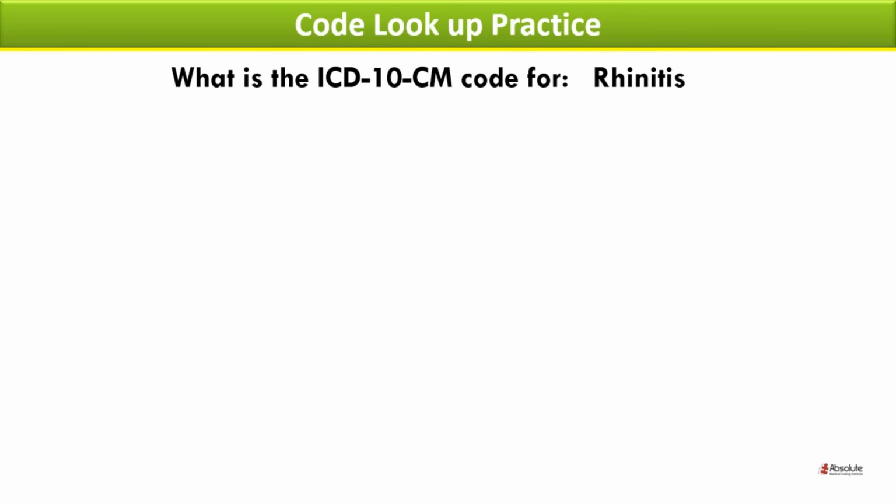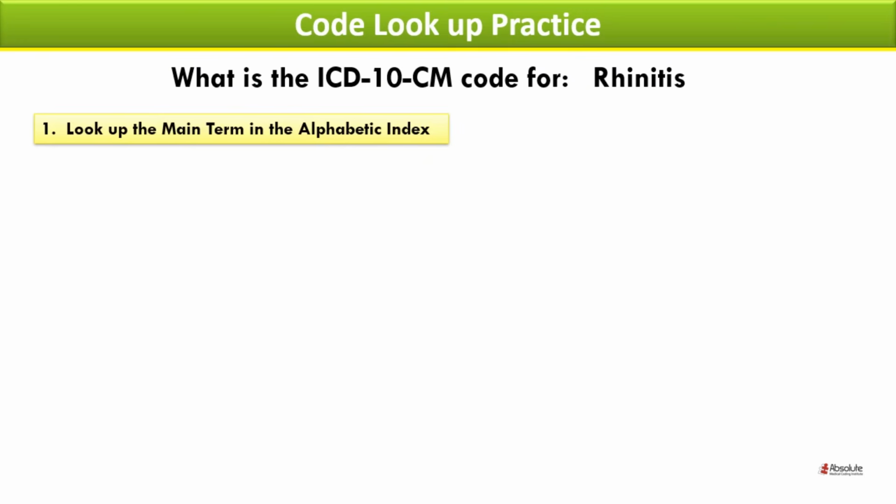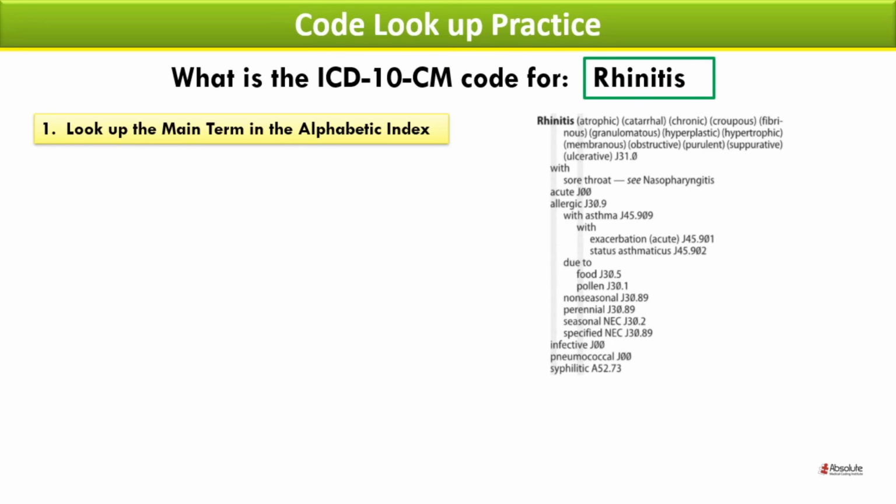Our next diagnosis. What is the ICD-10-CM code for Rhinitis? Step 1. Look up the main term in the alphabetic index. All right, we're going to do that. Our main term is rhinitis. That's the only term. So let's go to the index and look in alphabetical order.